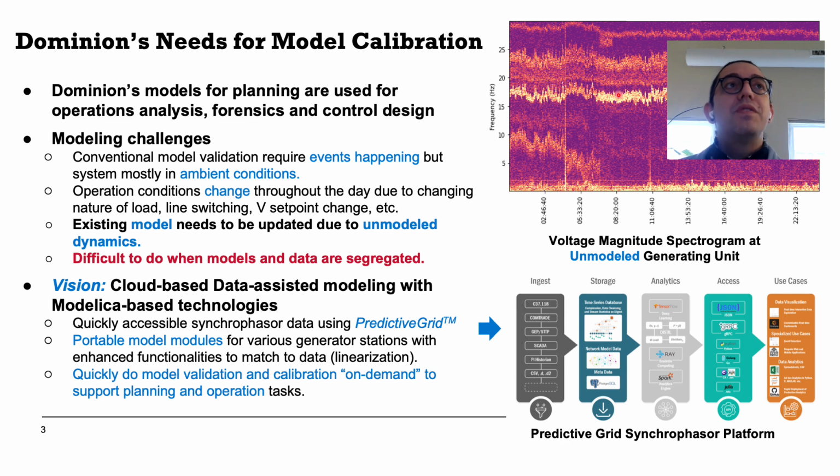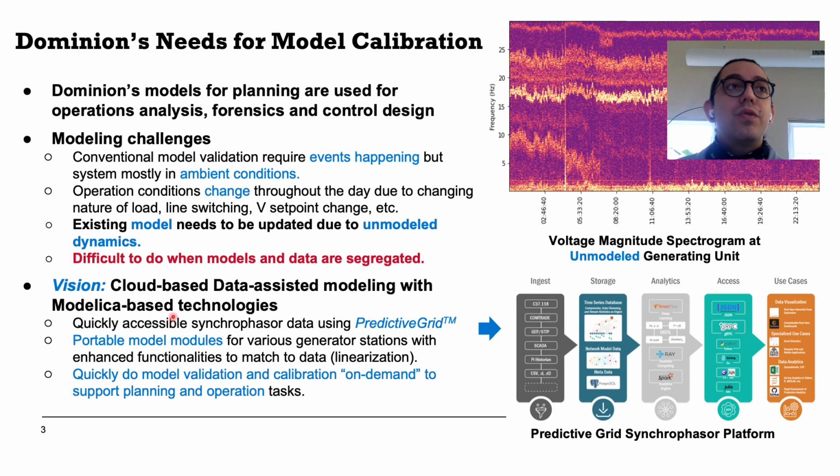They use the models in different tasks like many other utilities. Usually model calibration and validation requires events happening to capture data. However, ambient conditions, such as in this picture, are extremely rich and could also be leveraged. Existing models need to be updated to capture these dynamics, clearly.